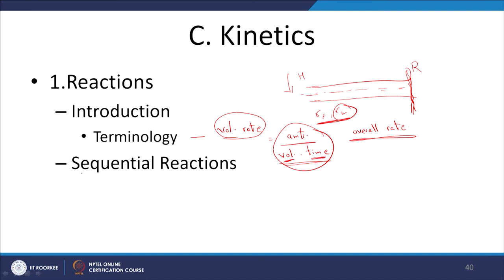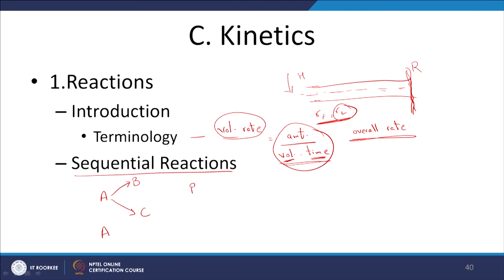And in general, the next aspect is going to be sequential reactions. So, let us say I have a compound A in solution. It can transform in multiple ways in the real world. It can either go or degrade through parallel reactions to B and C. Here A going to B and A going to C are parallel reactions.